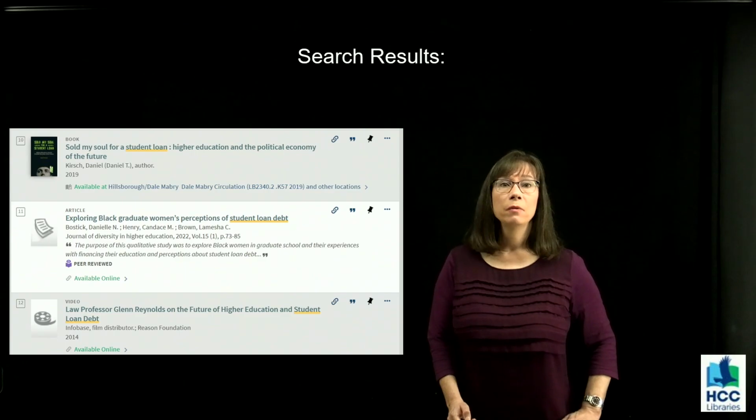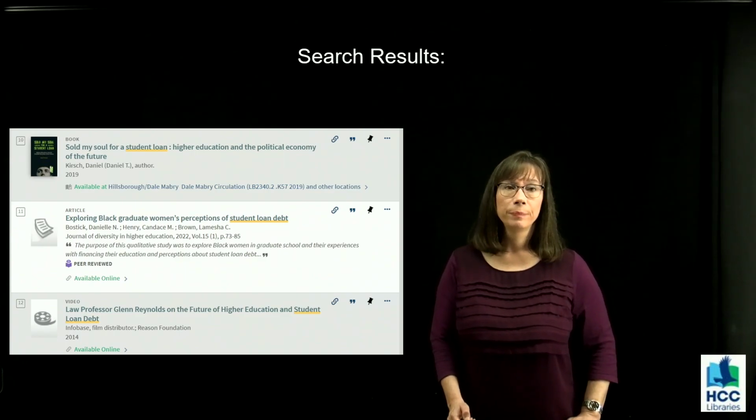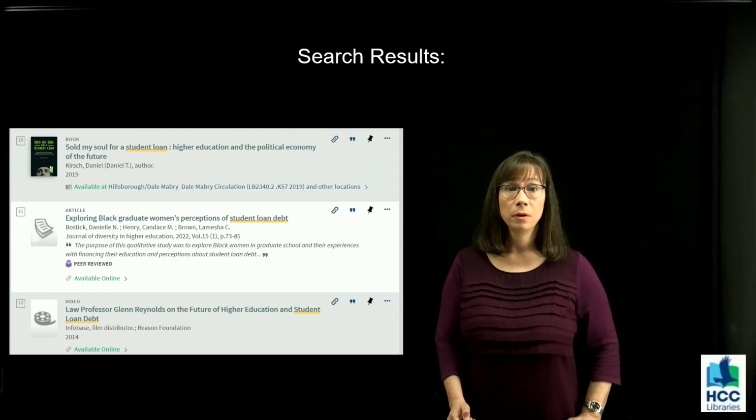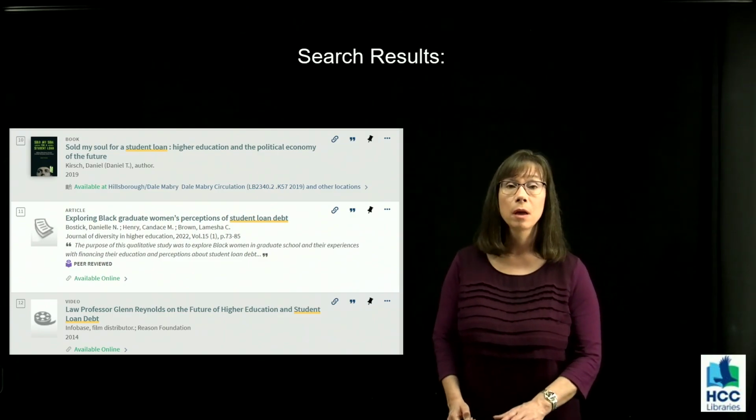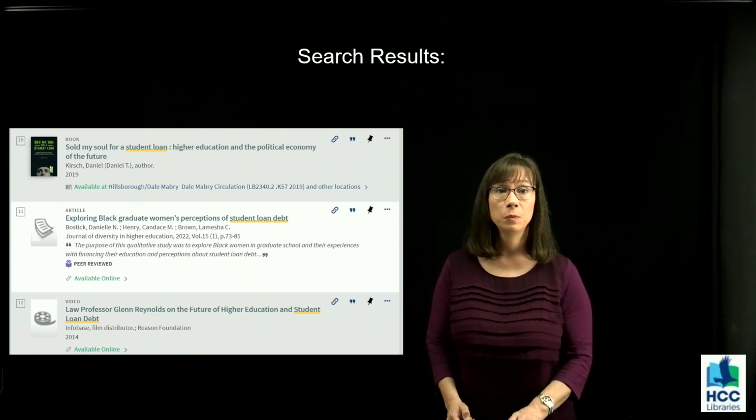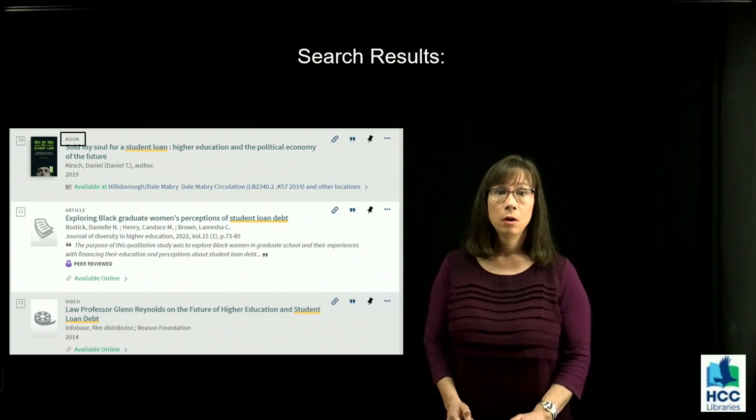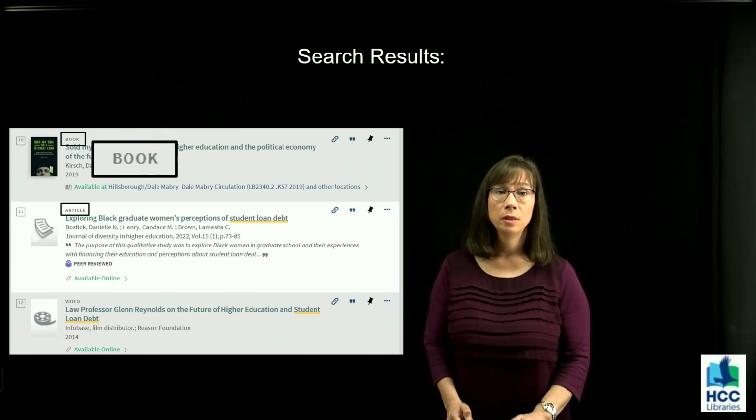Here is a screenshot from the search results in the library catalog. When I'm helping a student or conducting my own research, I look at several different pieces of information within the catalog to help me evaluate which results meet my research needs. We just talked about different types of formats. So how do you find that information in your catalog record? Here, this resource shows that it's a book. The second resource shows that it is an article. And the last resource in our example is a video.